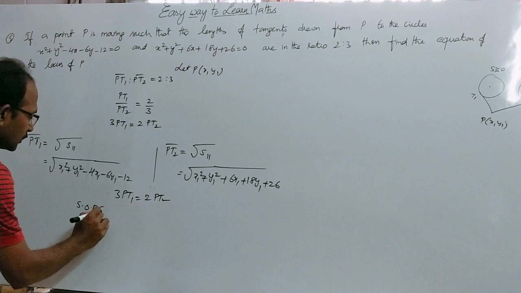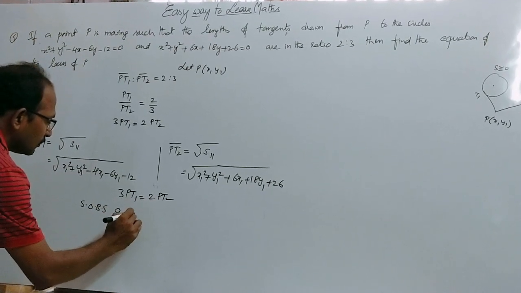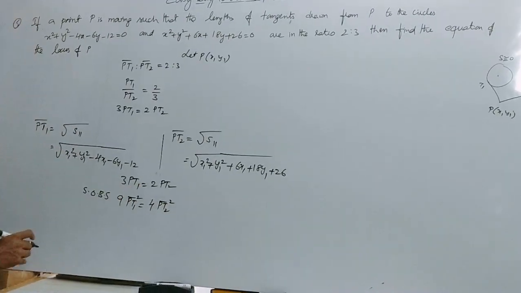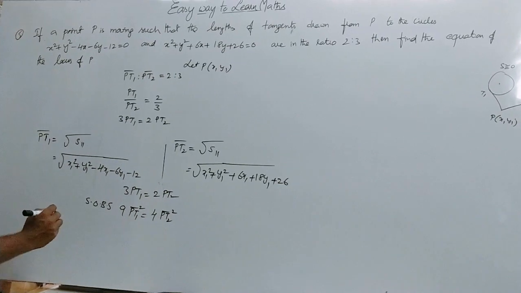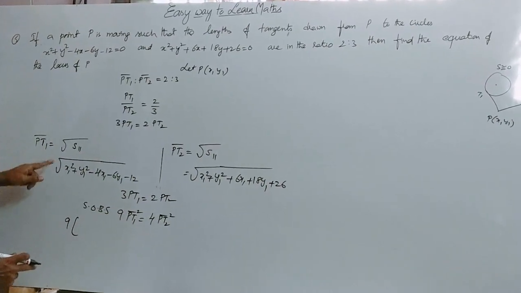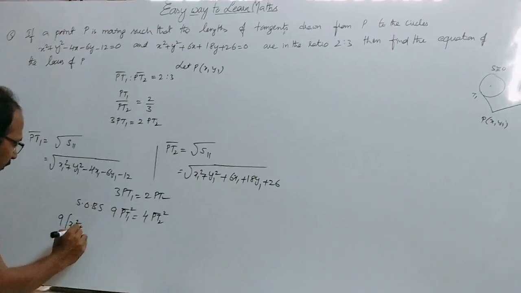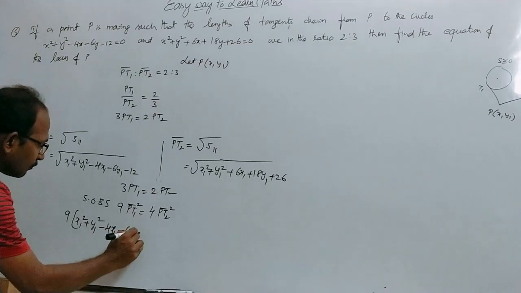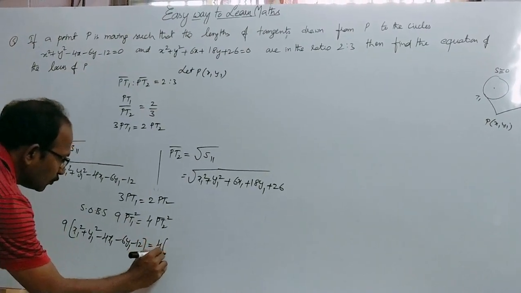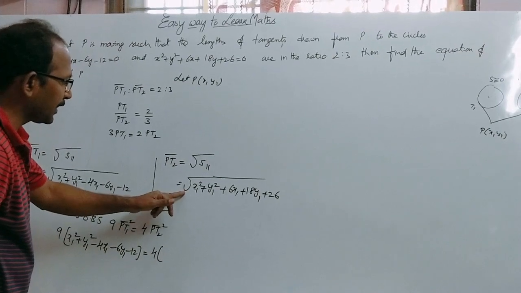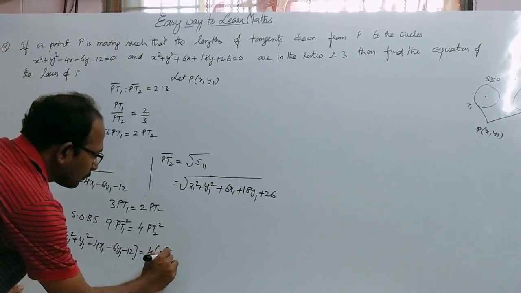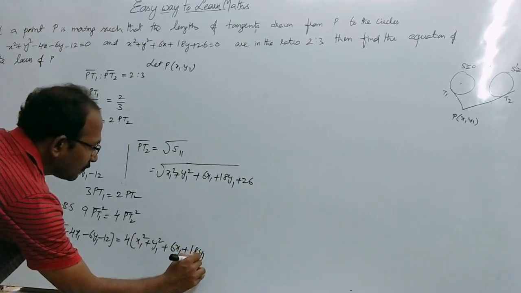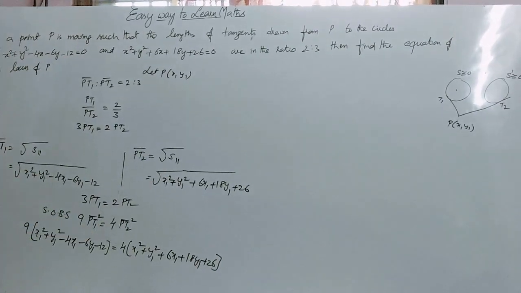Let us square on both sides. Squaring on both sides, it becomes 9PT1 square is equal to 4PT2 square. Then the roots will be cancelled. Now let us substitute 9 into PT1 square. Simply x1 square plus y1 square minus 4x1 minus 6y1 minus 12 is equal to 4 into, here also PT2 square, root will be cancelled, simply x1 square plus y1 square plus 6x1 plus 18y1 plus 26.